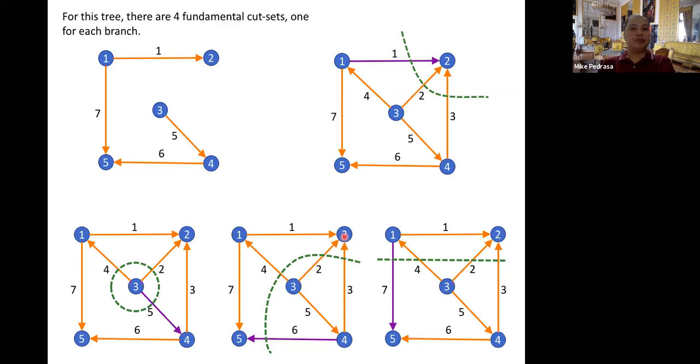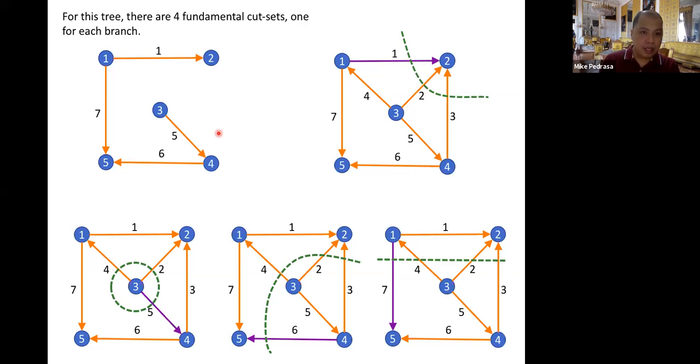This one. Again, same graph. We choose the same tree. Okay? And then for this tree, let's choose branch number 1. And for branch number 1, we can only draw 1 fundamental cut set. Meaning, these 3 branches divide the entire graph into 2 disconnected graphs. Okay? Yan.